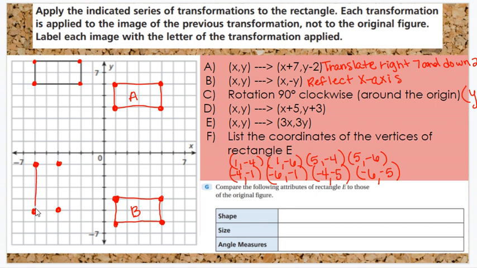And here is rectangle C after a 90-degree clockwise rotation from here. So from B, a 90-degree clockwise rotation becomes here.